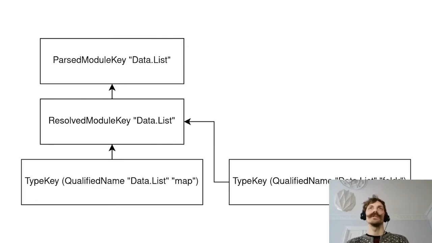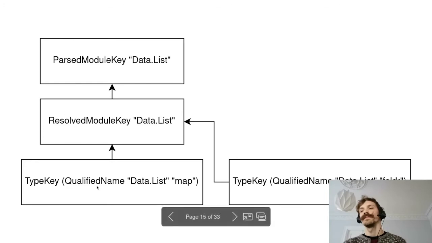Within the same run of the compiler, we often make the same query several times. For instance, in this example, we're getting the type of 2 functions from the same module, the map function from data list and the folder function from data list. And both of these depend on getting the resolved module for the data list module and the parsed module. So getting the type of these 2 functions shares a big part of the query graph, and it would be very wasteful to compute the queries from scratch each time that happens.